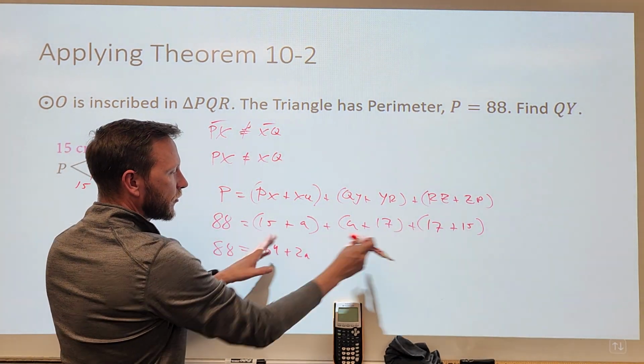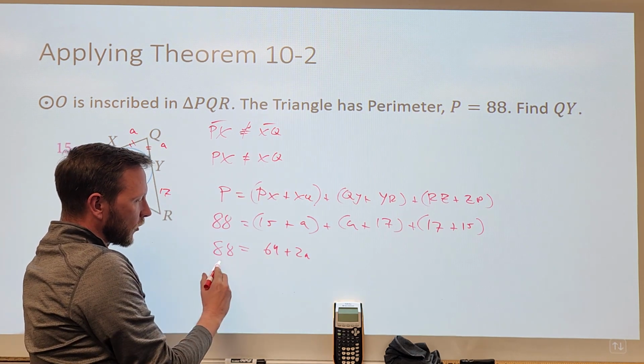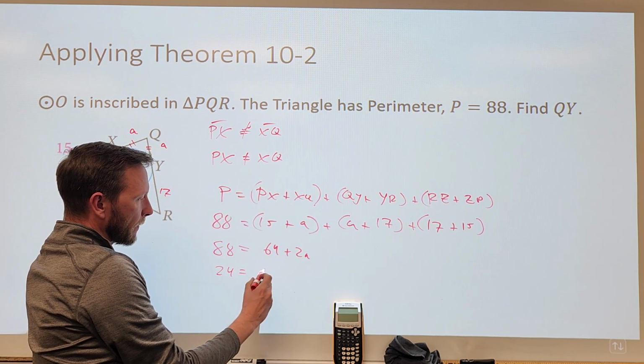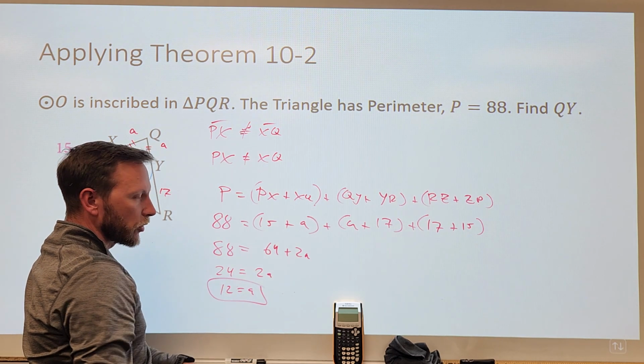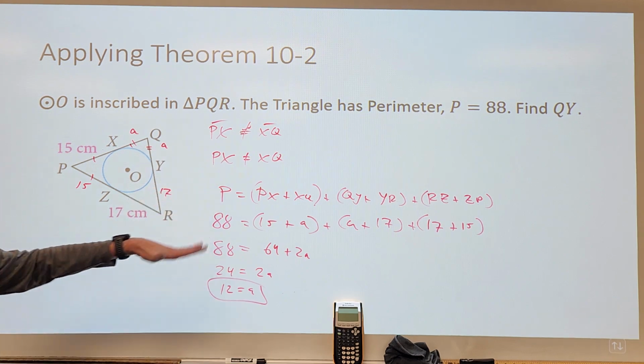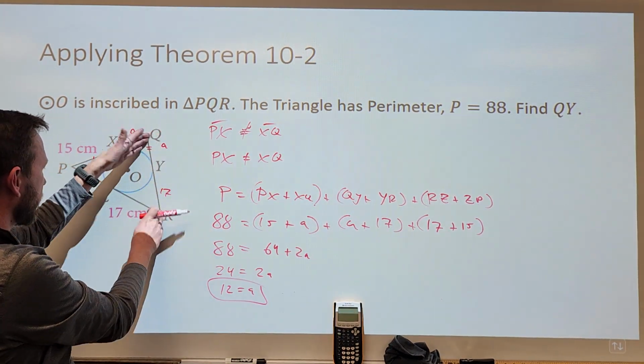I've got 64 and 2 of these A's. When I subtract my 64 from both sides, I get 24 is equal to 2A, which means that 12 is equal to A. All right, so we created an equation, we solved an equation. Now, do you have to write all this out? Probably not. You're just going to add the lengths of the sides.